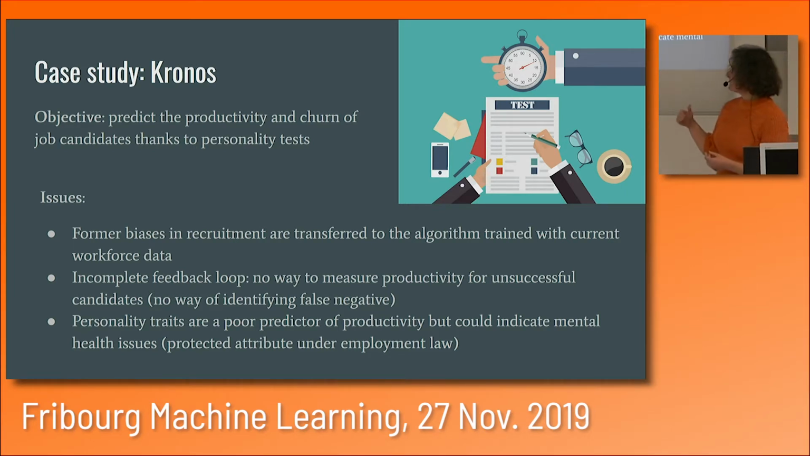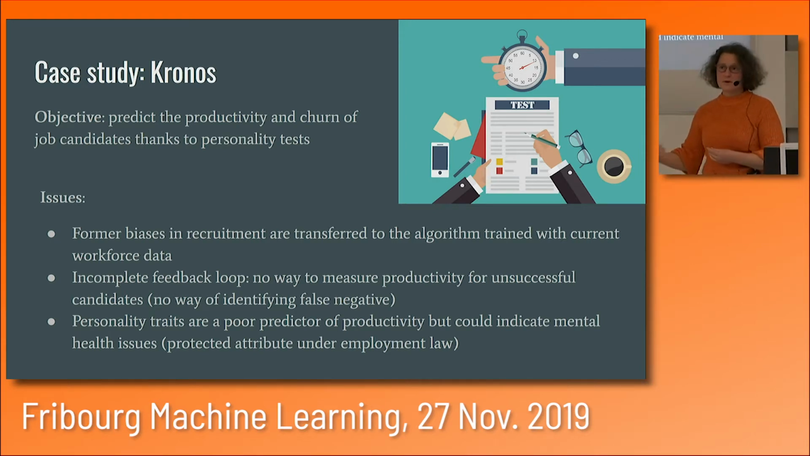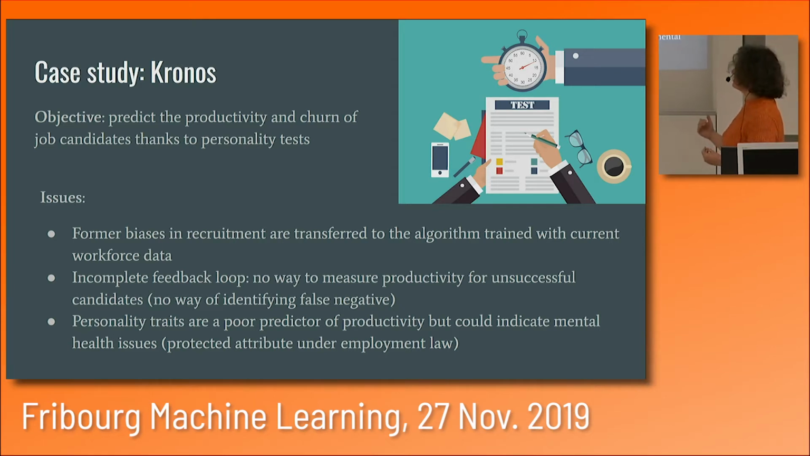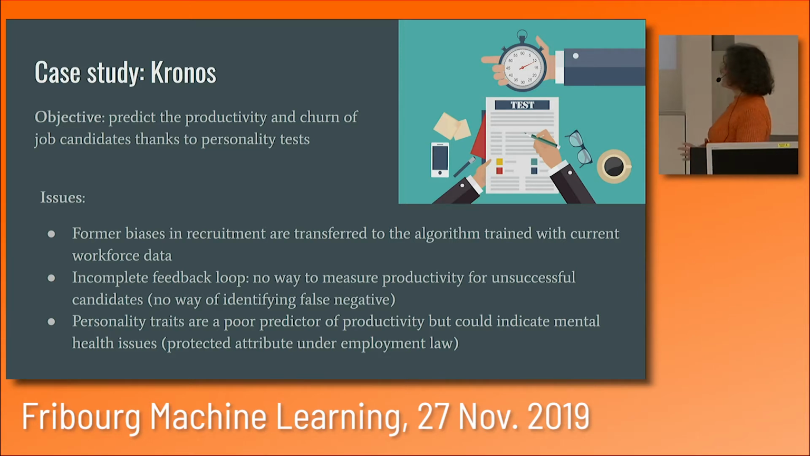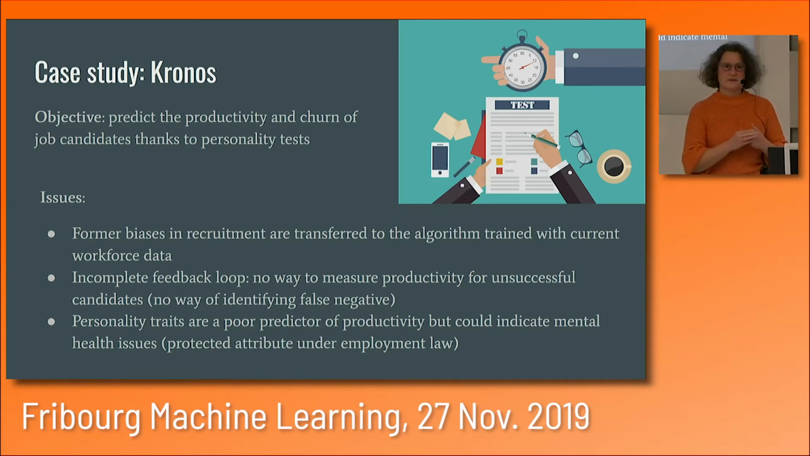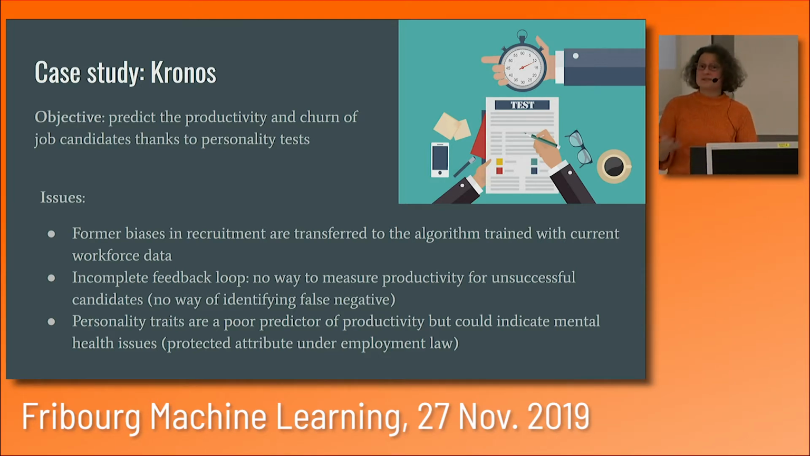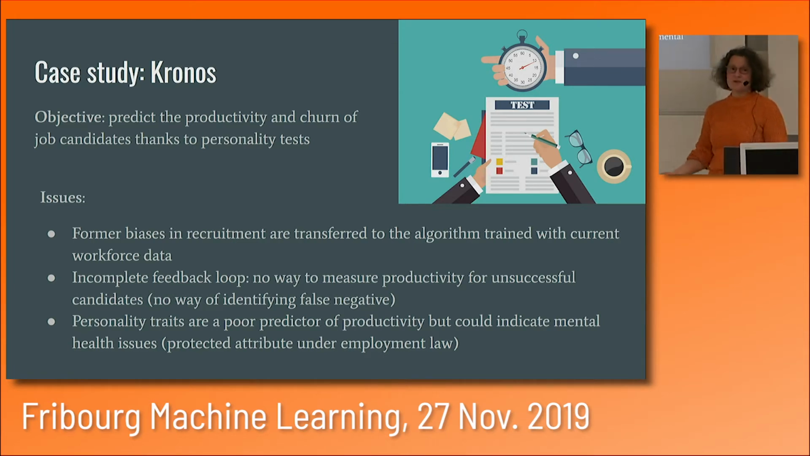Once again, training data is based on former recruitment policies, and former recruitment policies might have bias, conscious or unconscious, against women, for example, against minorities, and so on. There is an incomplete feedback loop. So you can't detect the false negatives, because the candidates who will not get a job because the algorithm said they are going to have a low productivity, you have no way of knowing what their actual productivity would be, because they have not been hired. So you can't check on this, and there is no way to correct the model based on this.